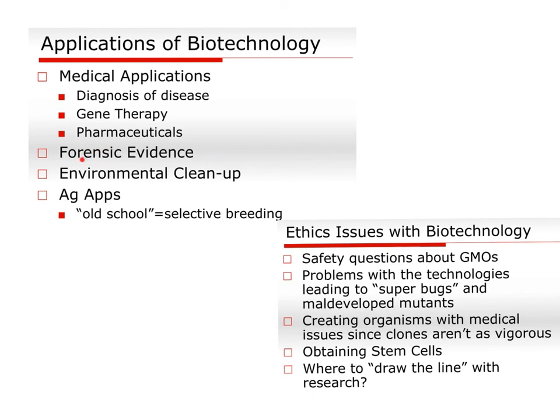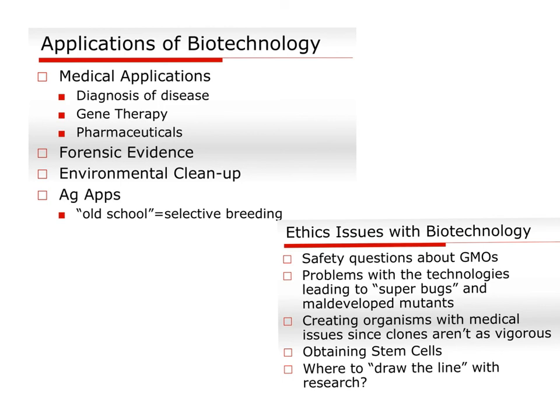Forensic evidence we've touched on. We can also engineer organisms to clean up the environment for us. There are some bacteria, for example, and some plants that have a natural ability to remediate things like crude oil or toxins in the environment. If we could take the genes that make those organisms capable of doing that and implant them into other organisms, then we can engineer organisms that are actually able to clean up our environment for us. So there's a whole bunch of reasons to do biotechnology.